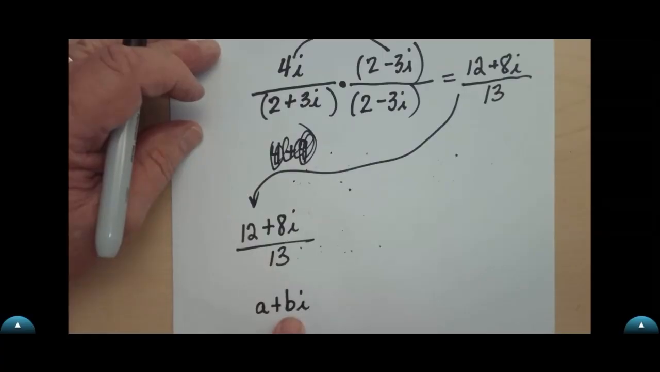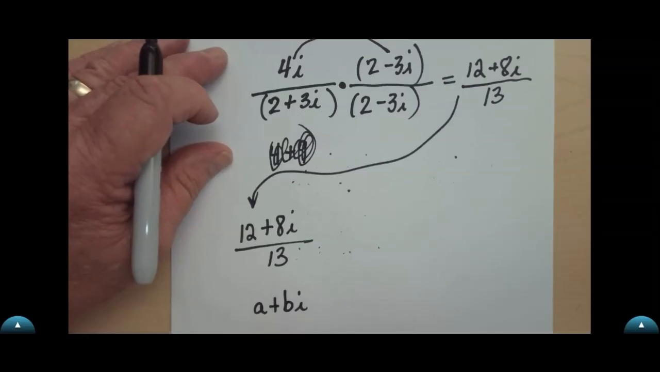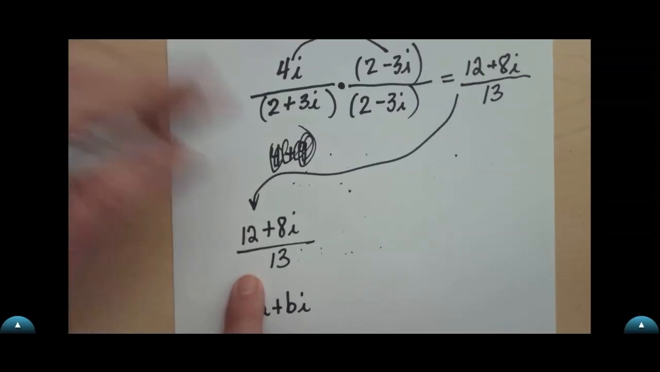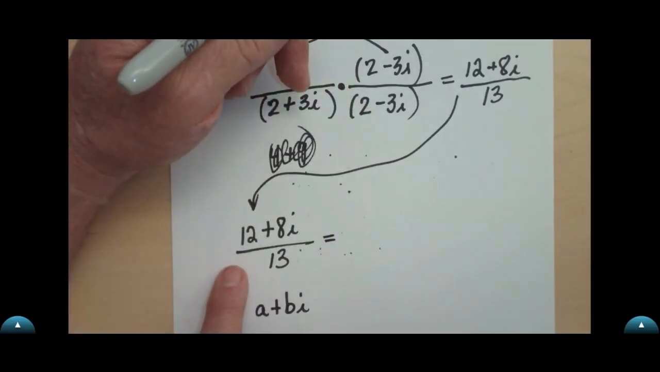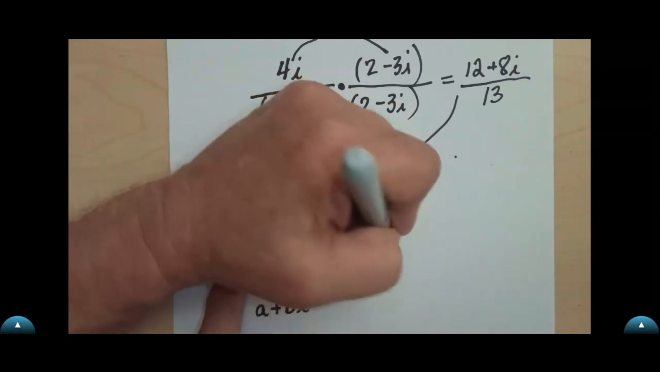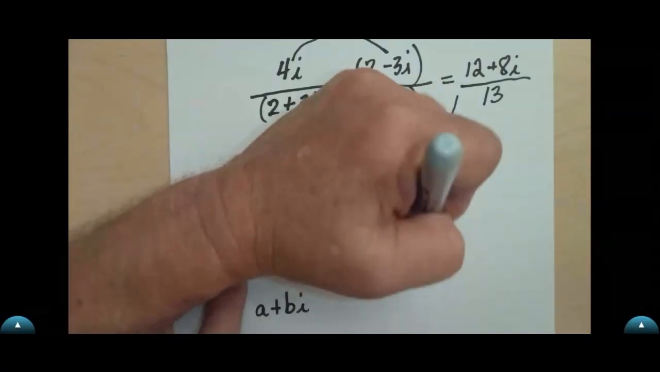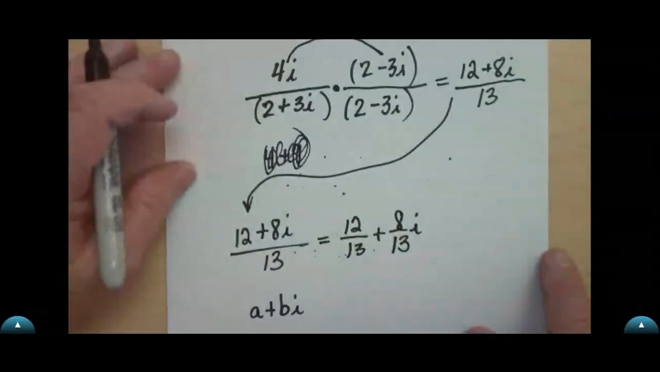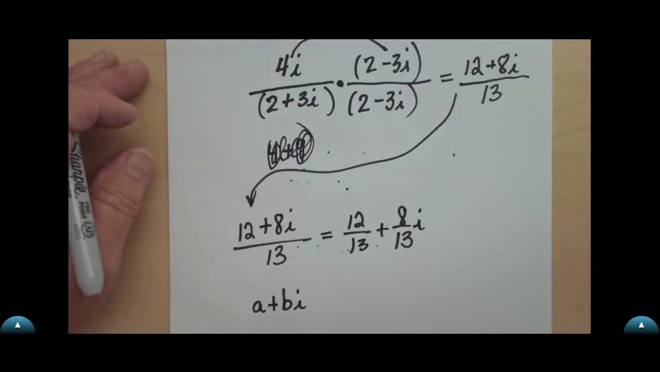Some number plus some number times I. There's a real part A, an imaginary part B. So what they want you to do when you get here is they just want you to write this in standard form. So we would just say that that is 12/13 plus 8/13 I, like that. We just split it up into sort of two separate fractions.